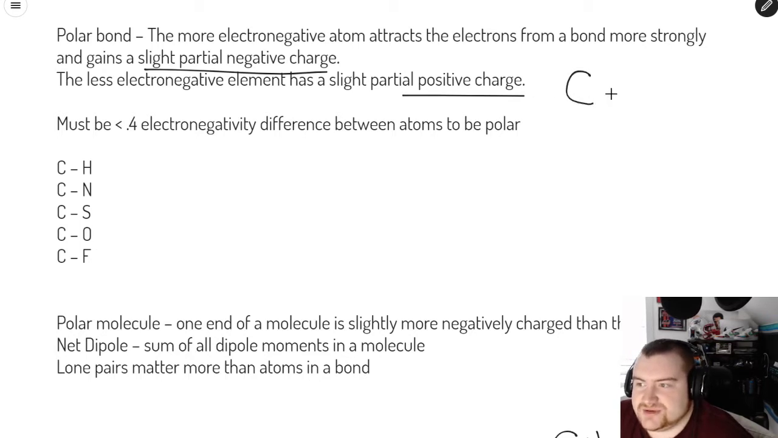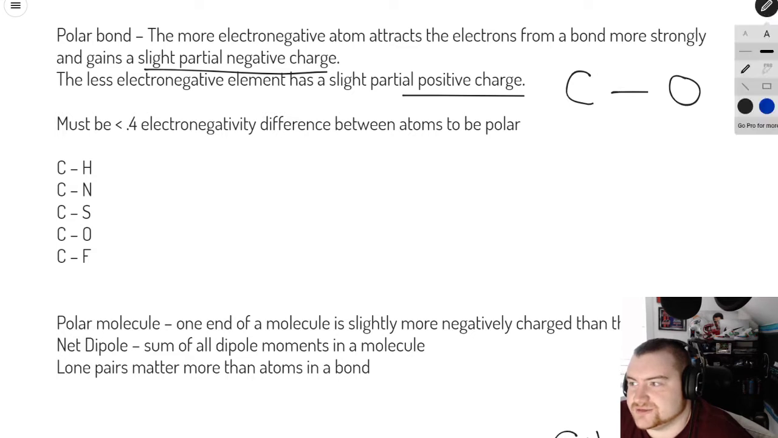So let's just say if we had carbon and oxygen here, oxygen would pull those electrons a little bit closer. If we imagine this is electron density in the bond, I'll give myself a different color here. Just make it red. More of the electrons would be over here towards the oxygen than towards the carbon, because oxygen is more electronegative. What this causes is a slightly negative charge on this oxygen versus the carbon.